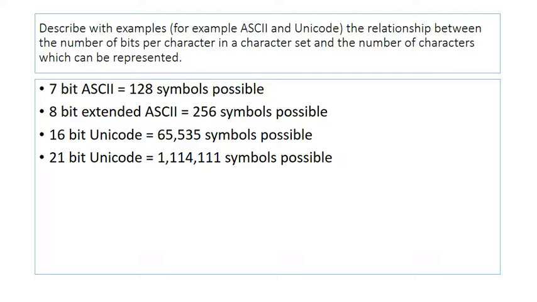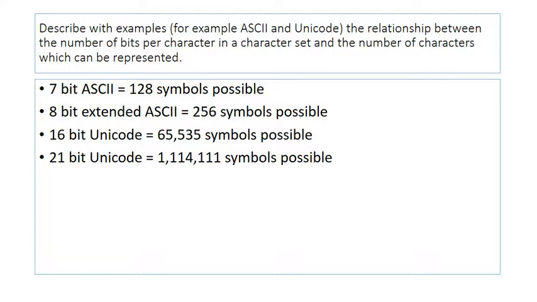Here we're going to be looking at describing examples, for example with ASCII and Unicode, the relationship between the number of bits per character in a character set and the number of characters which can be represented. And we're going to be looking at 4 different examples here. 7-bit ASCII, which was the first version of ASCII which was released, had 128 different symbols possible. So if you take a look down at your keyboard, 128 symbols. And remember, those 26 letters of the alphabet, you've got 26 uppercase, 26 lowercase, it soon gets filled up.